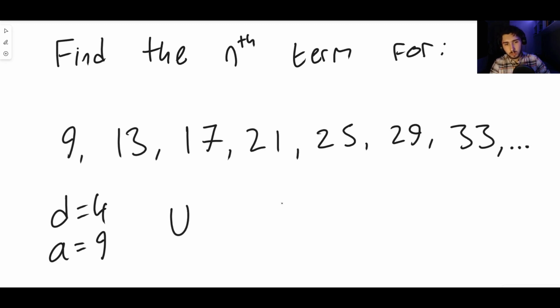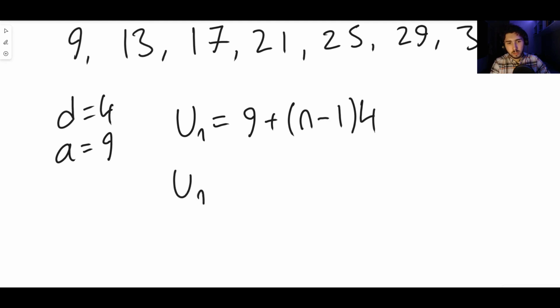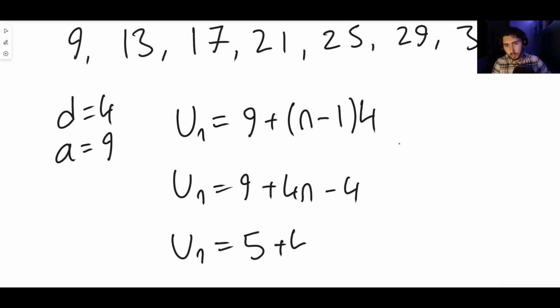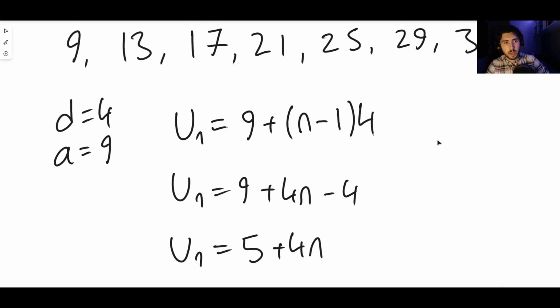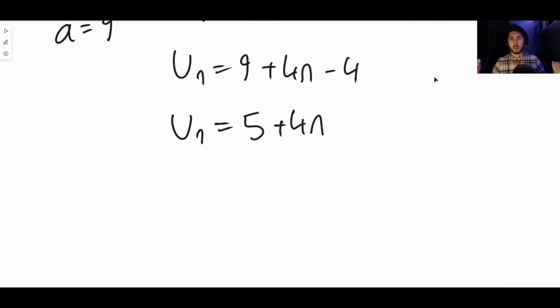So all you do is you substitute into the formula which we've previously derived, and you end up getting that the nth term, un, is just 9 plus n minus 1 times 4, like this. And of course you can simplify this to get 9 plus 4n minus 4, which is 5 plus 4n, or 4n plus 5, okay? And that's the answer.